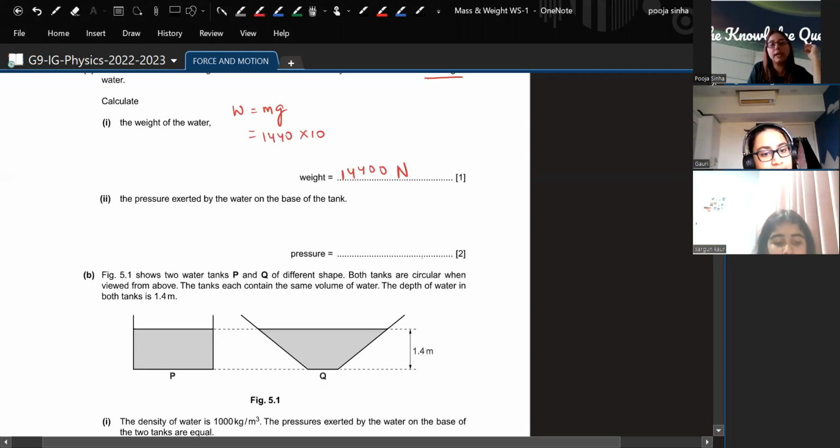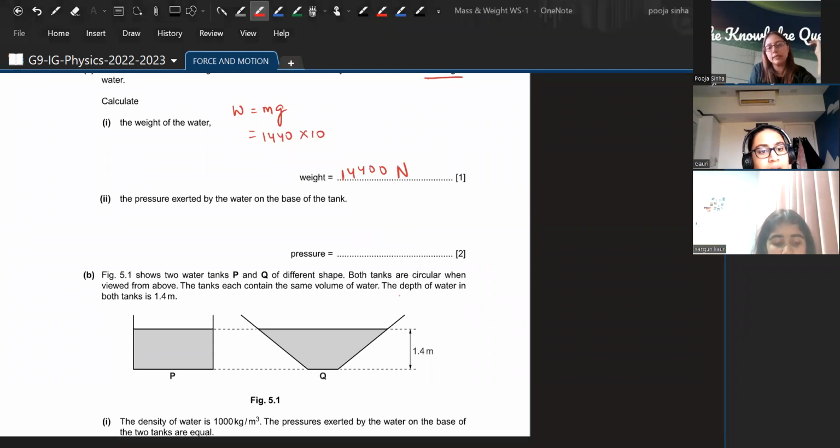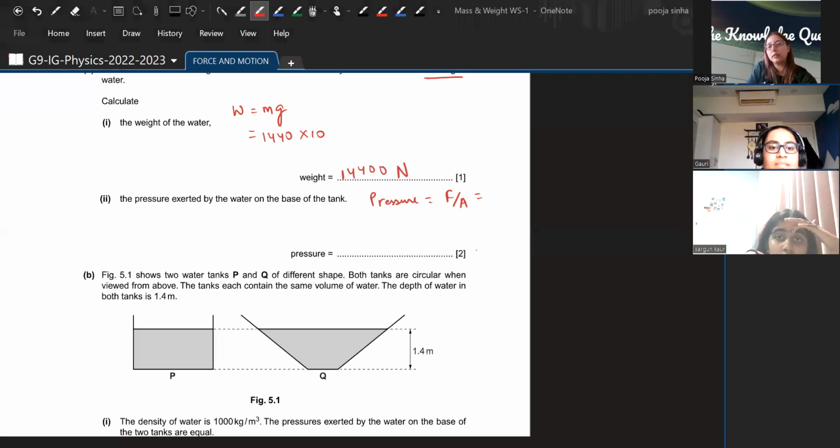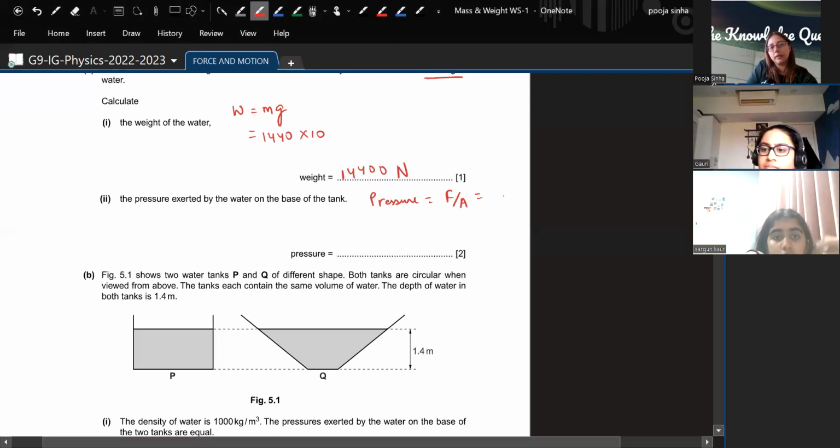Pressure exerted by the water on the base of the tank. Pressure. What is the formula for pressure? Force upon area. Excellent. So लिखो, pressure is equal to force upon area. Force is how much? We just calculated it. The weight itself is the force. Yeah, the weight of the water. 14,400, only 2 zeros, not so many zeros.